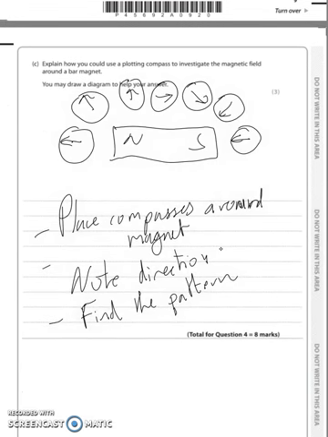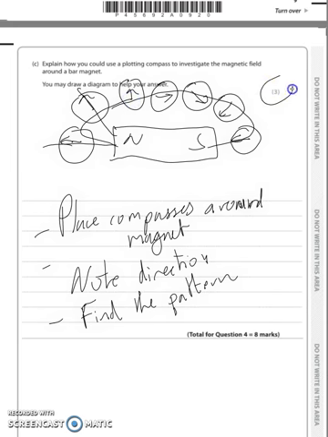Now the next one is explain how you could use a plotting compass to investigate the magnetic field around a bar magnet. So all I've done is draw my little bar magnet, and then I've put lots of compasses around it, and then it goes out at north and in at south, and of course if you draw these, then you'll start to get this magnetic field line pattern like that.